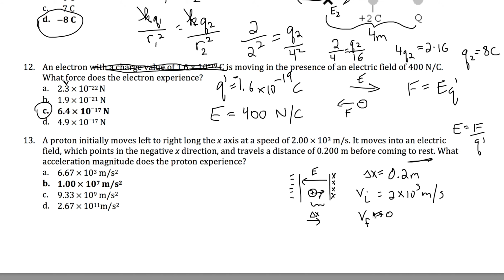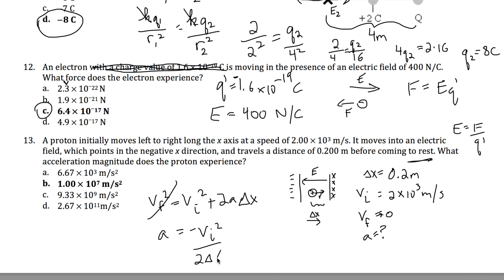Well, in this case, this is really just a kinematic equation problem, because we are given 3 out of those 5 variables for the kinematic equations. So if we're looking for A, then use a kinematic equation that has all 4 variables. Vf squared equals V initial squared plus 2A delta x. And the Vf is 0, so Vf squared is 0. Solve for A, you'll get negative Vi squared over 2 delta x.